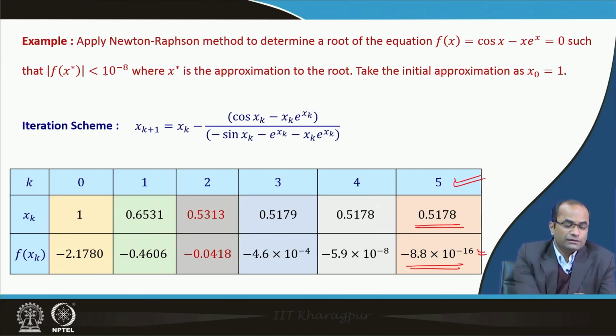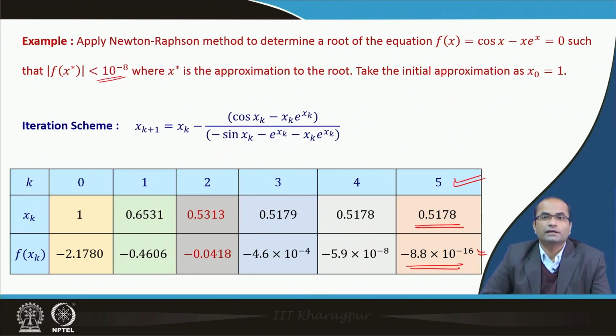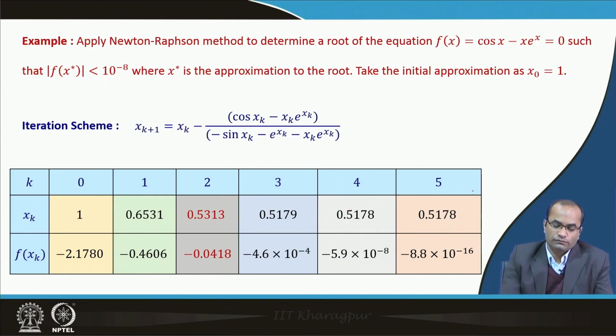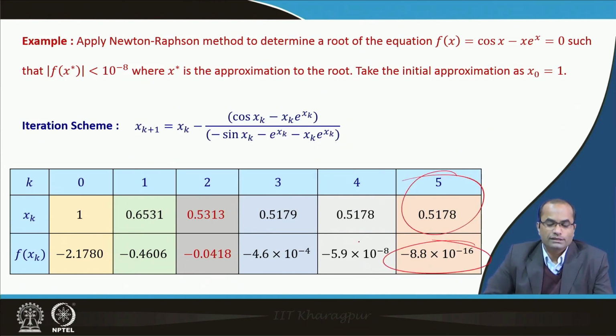It is even smaller than the desired accuracy, but that is fine, because we cannot stop after the fourth iteration, this error was more. So we have to go once more for one more iteration, and this shows exactly that we have achieved the desired accuracy. So here f(x_k) is less than the given 10 raised to the power minus 8.